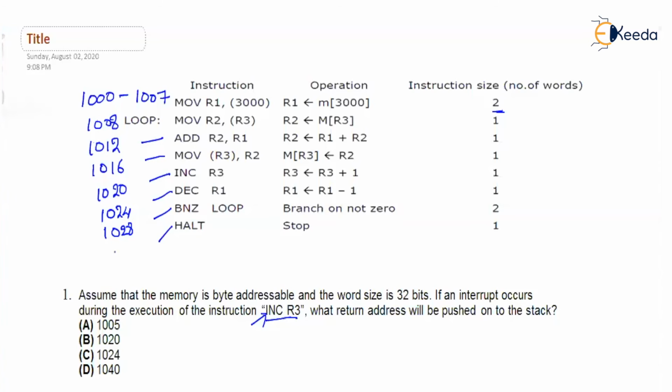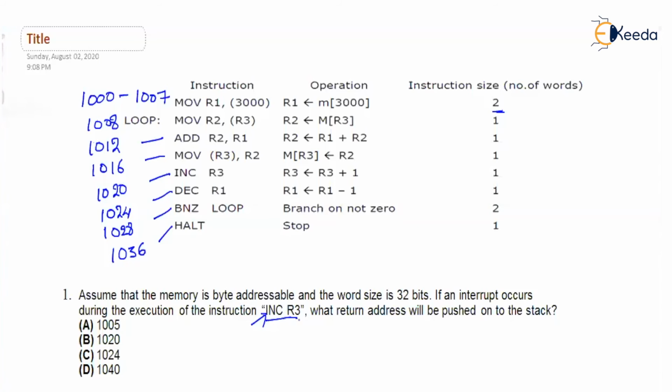The halt instruction offset is 1036. Okay. So again, this instruction offset is 1000. This instruction offset is 1008. This instruction offset is 1012, 1016, 1020, 1024, 1028, 1036. Now, what is the question?